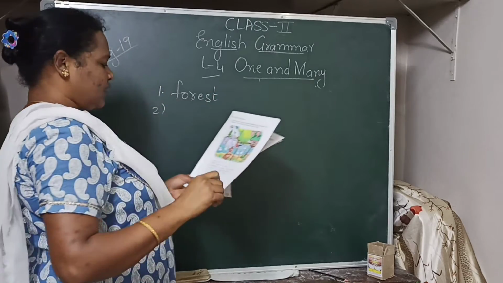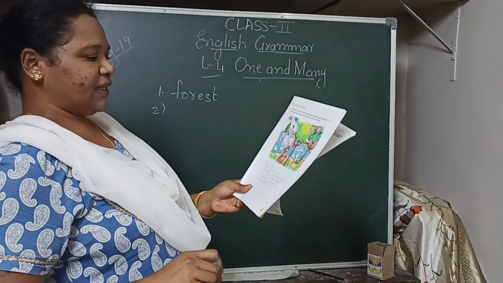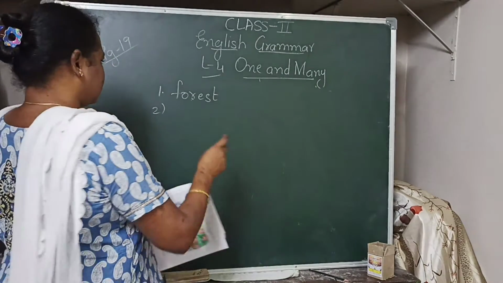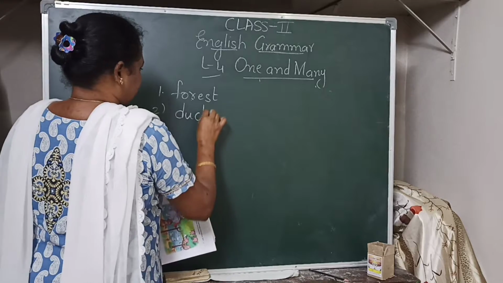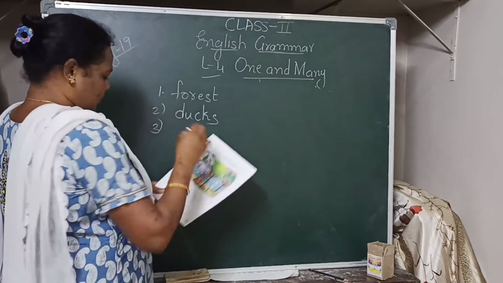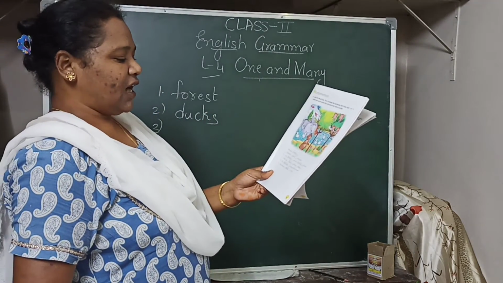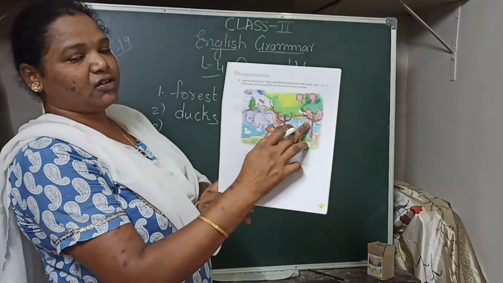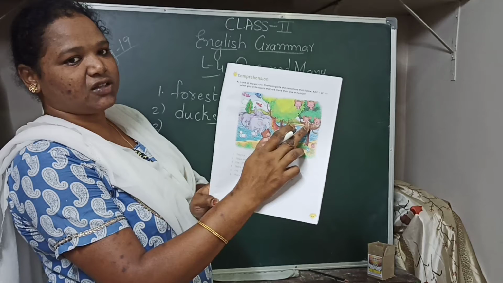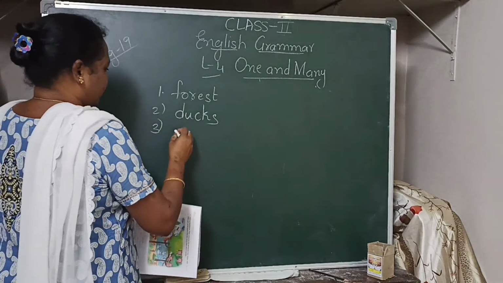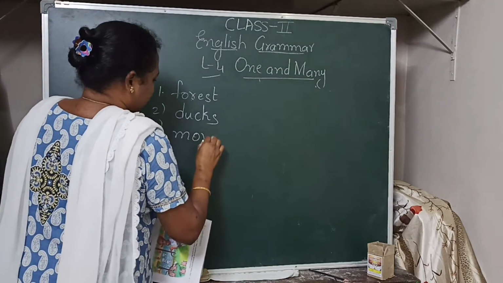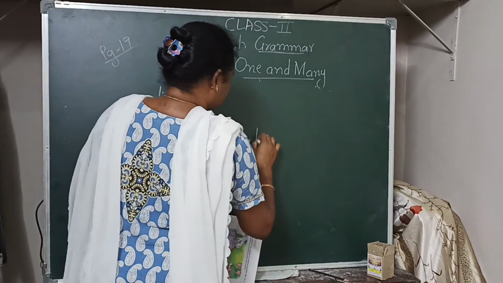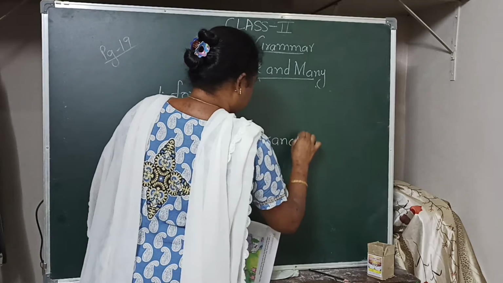Then second one. There are dash in the water. What are there? Ducks. D-U-C-K-S, ducks. Third one, the dash are on the dash of the trees. So what are there on the trees? Monkeys. Where are they? They are on the branches. So monkeys, M-O-N-K-E-Y-S, monkeys and branches.